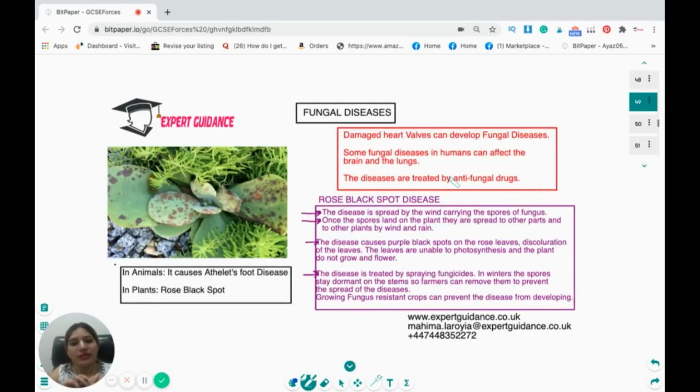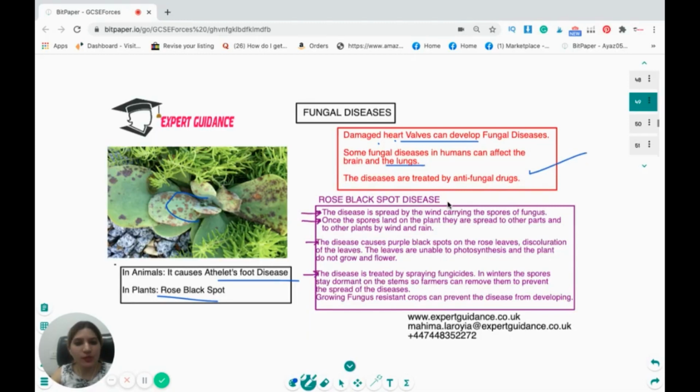Okay, now let's come to the fungal disease. In animals, the fungal disease is athlete's foot. In plants, it is rose black spot. So you can see these are the black spots which are created on the leaf. Damaged heart valves can develop fungal disease. Some fungal diseases in humans can affect the brain and the lungs, and they are treated with antifungal drugs.